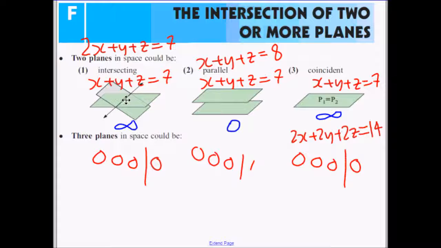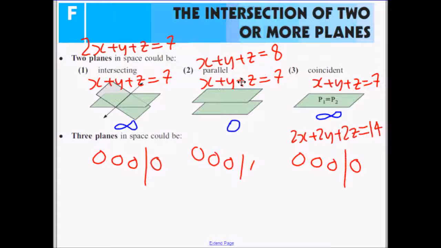You can quickly make some up, such as this. You may remember from yesterday's videos, the normal vector of this would be 2, 1, 1. The normal vector of this would be 1, 1, 1. So of course these two planes will be going in different directions. That means they have to meet in a straight line.